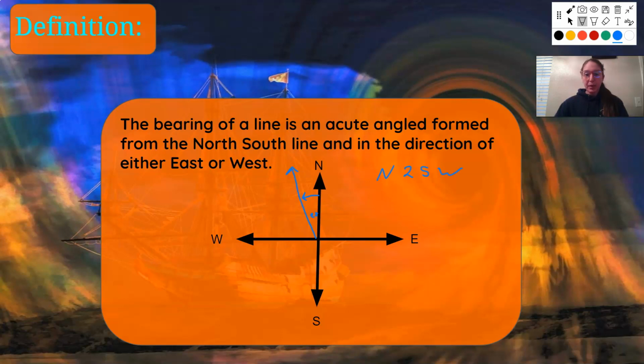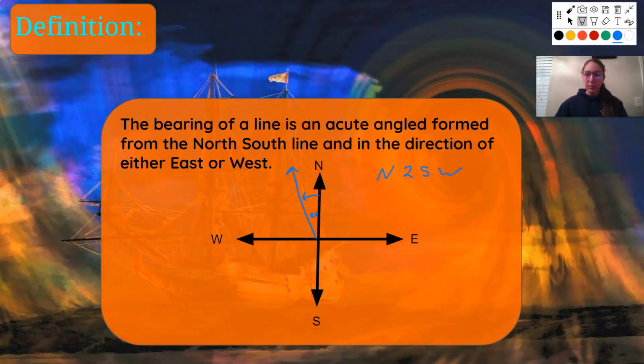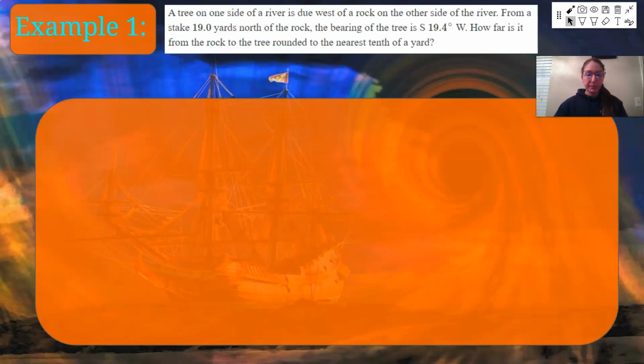So to recap, you're either going to have a north or a south here, and then you're going to have a degree amount, and then you're either going to have a west or an east here. And again, it just tells you, hey, start from the north or start from the south, go that many degrees, and if it's west, then you're going to the left, and if it's east, you're going to the right. Okay? Now let's see some examples of how this is going to be used.